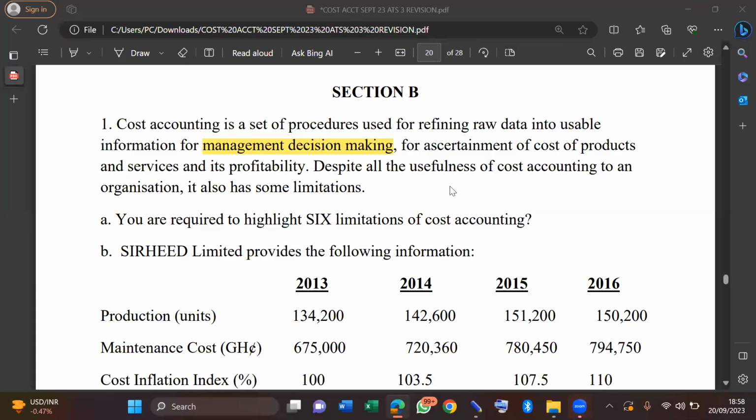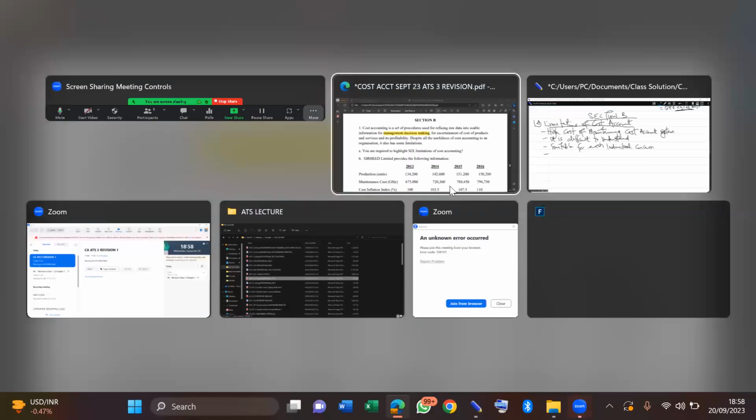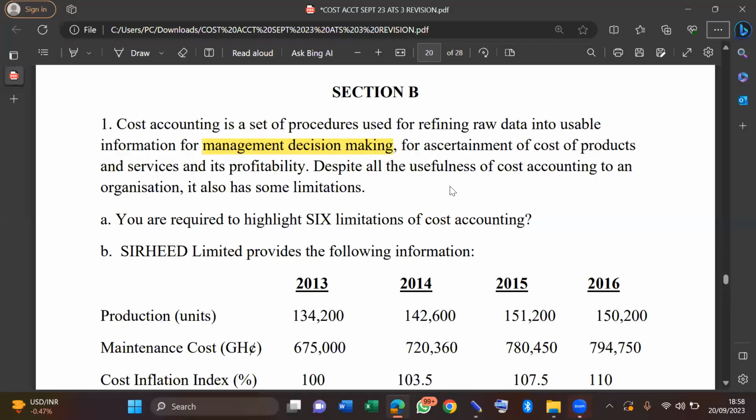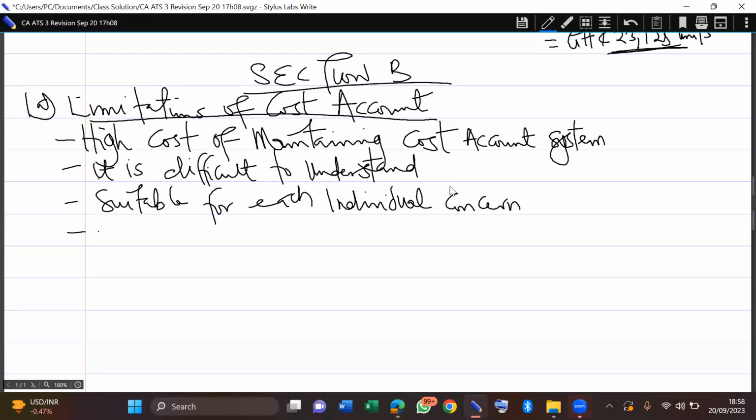Yeah, what are the other limitations that we can think of? Cost of installation could be high and unaffordable. Is that not the same thing as the high cost of maintaining the cost accounting system? Yeah, it's the same thing.